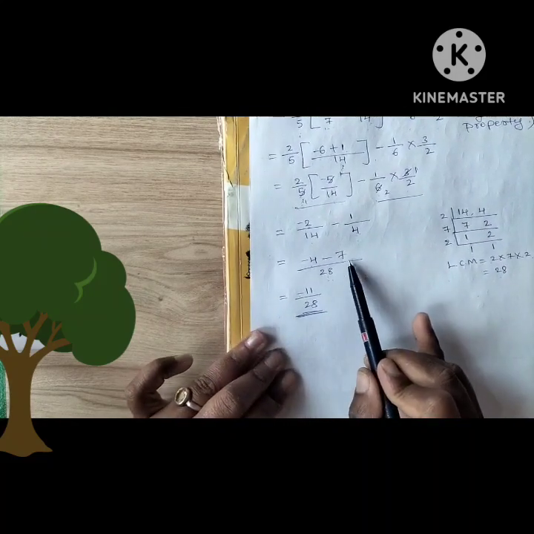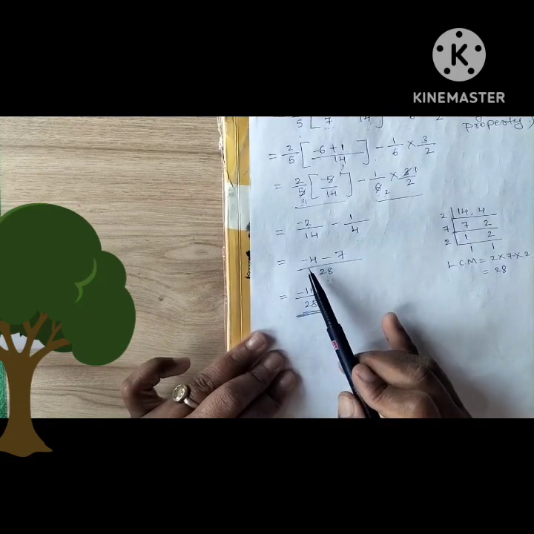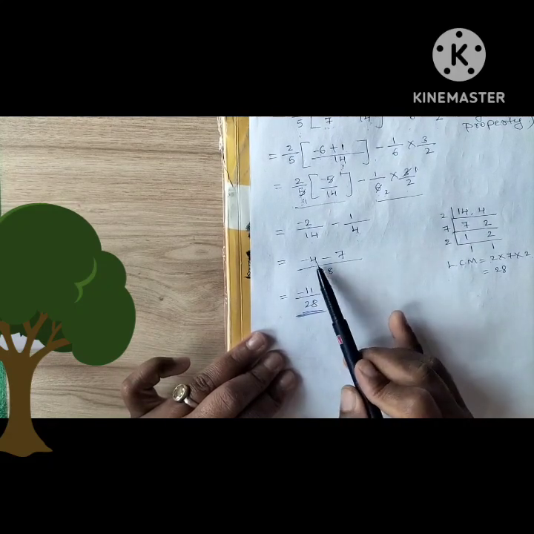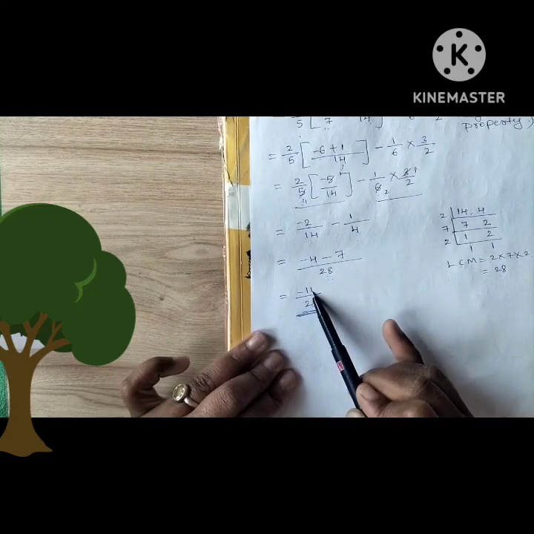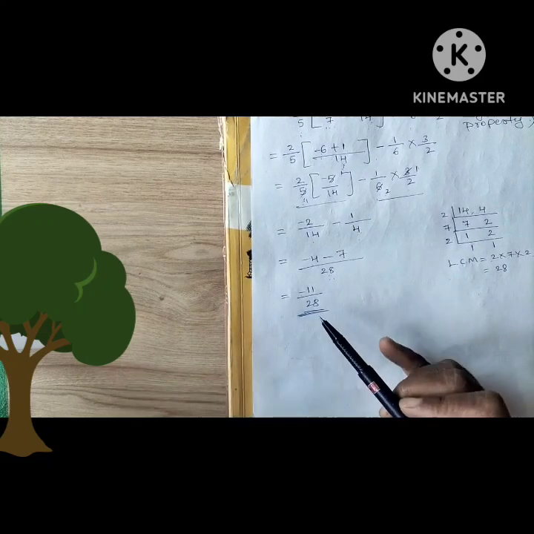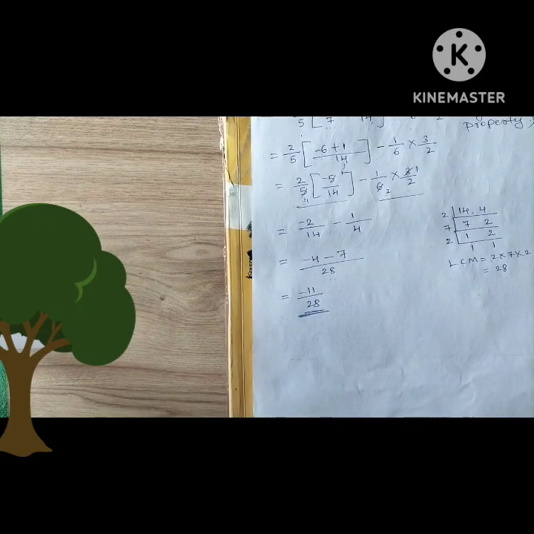Minus 4 minus 7. Here we have the same sign in the numbers. So we have to add 7 and 4, which is 11, with the minus sign. Minus 4 minus 7 is equal to minus 11 divided by 28. Minus 11 by 28 is the answer for the given problem. Okay.